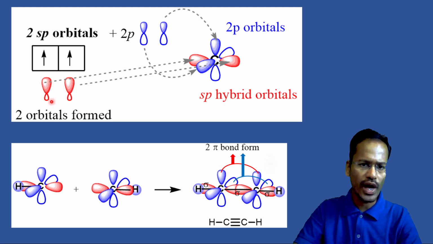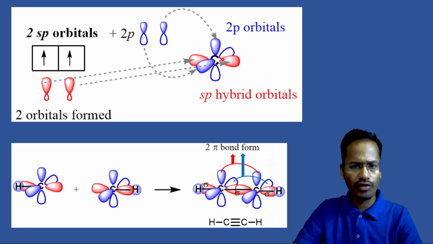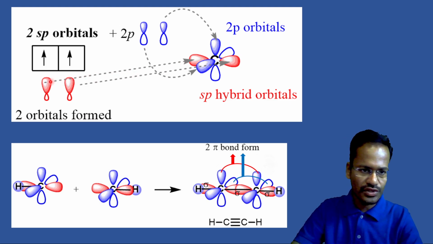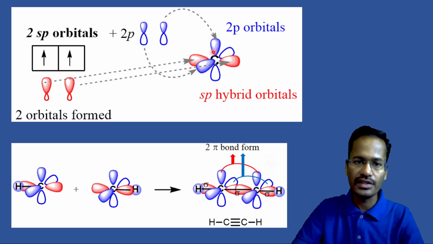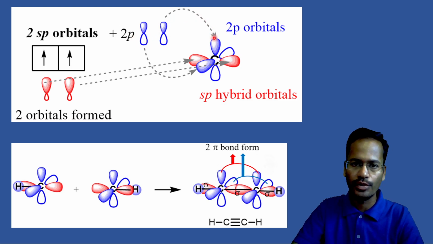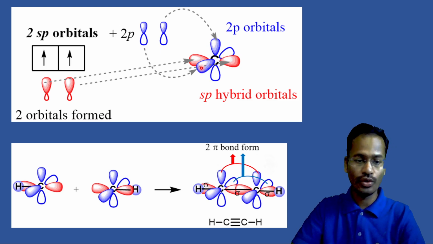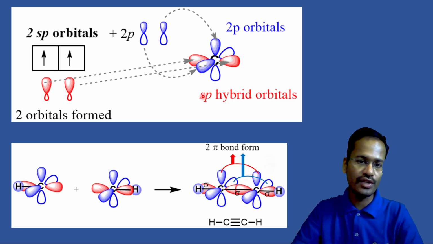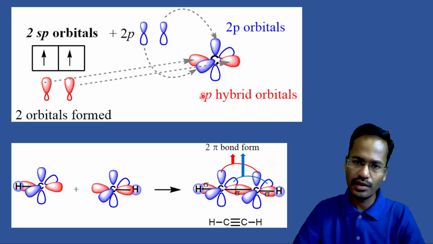That is, these two hybridized orbitals are arranged linearly. You can see one orbital in this direction and one orbital in this direction. So you can see this orbital has been placed here and this orbital has been placed here. Whereas these two unhybridized orbitals are placed here. One orbital has been placed here and another orbital has been placed here. Okay, so this is how an sp hybridized carbon atom is going to look.